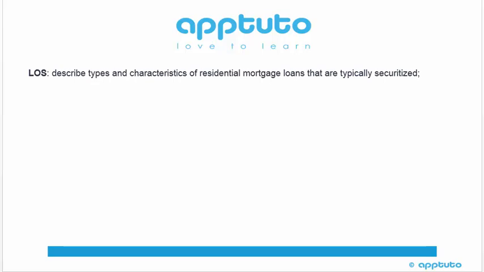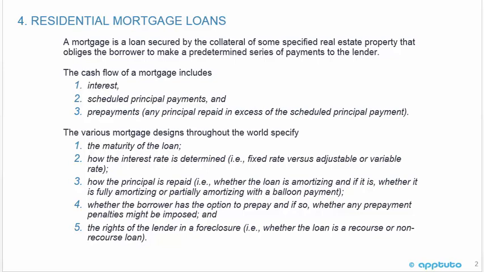This LOS is to describe types and characteristics of residential mortgage loans that are typically securitized. Residential mortgage loans. A mortgage is a loan secured by the collateral of some specified real estate property that obliges the borrower to make a predetermined series of payments to the lender.